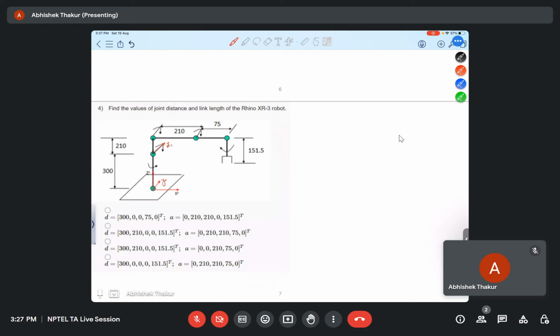So the orthogonal to this will be the direction of this axis. So this is again our x1. And if you take the right hand rule, then this will become our y1. Now moving on to the next, this is our z2.